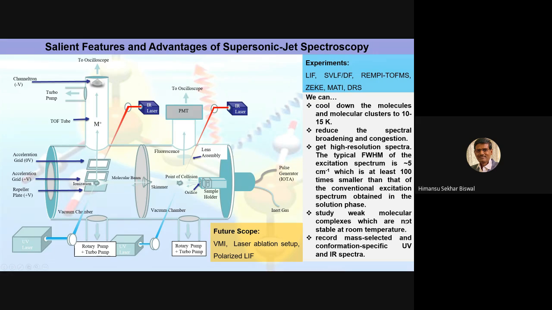We can study weak molecular complexes because the temperature is so low, right? 15 Kelvin, which is 20 times less than room temperature. So with that we can study the weaker complexes. The thermal energy will be less, so they will not break because of the thermal energy. So we can have mass selection and record the spectra.